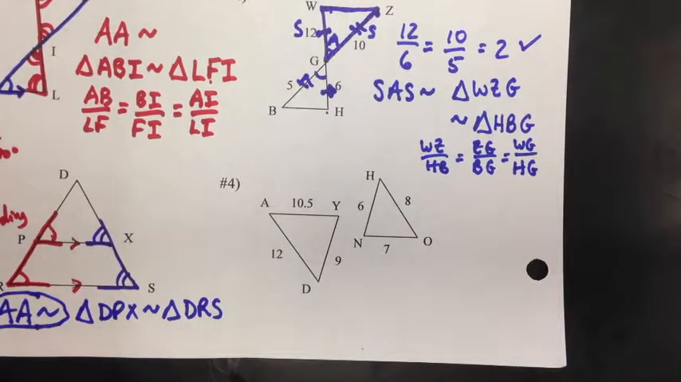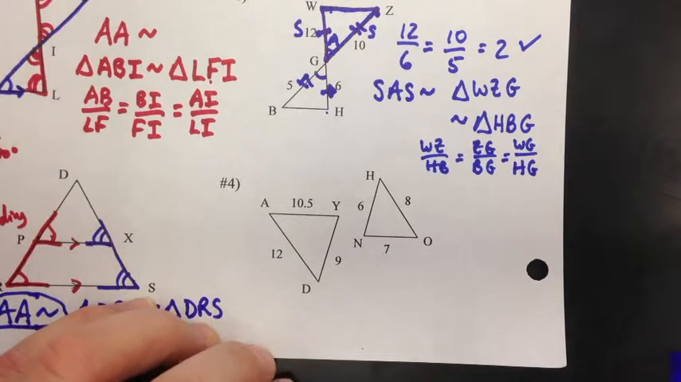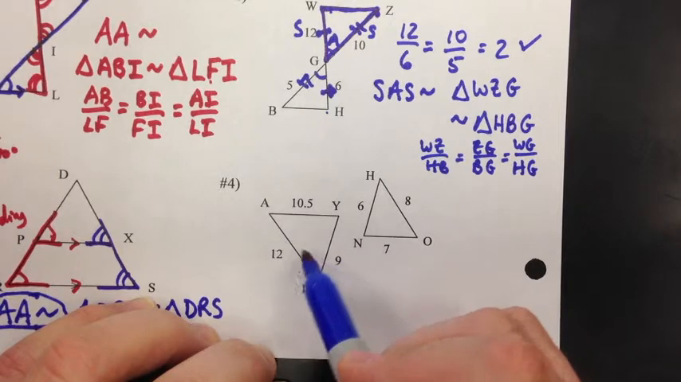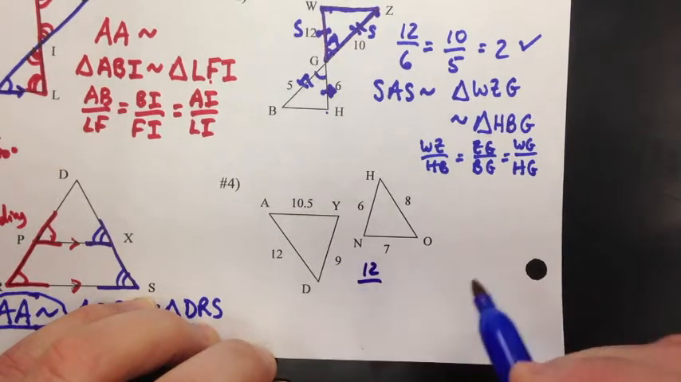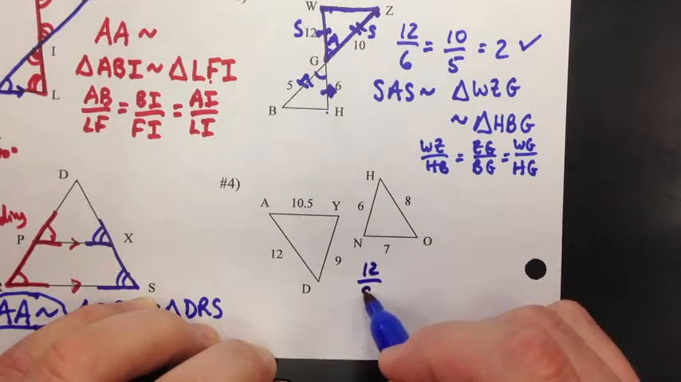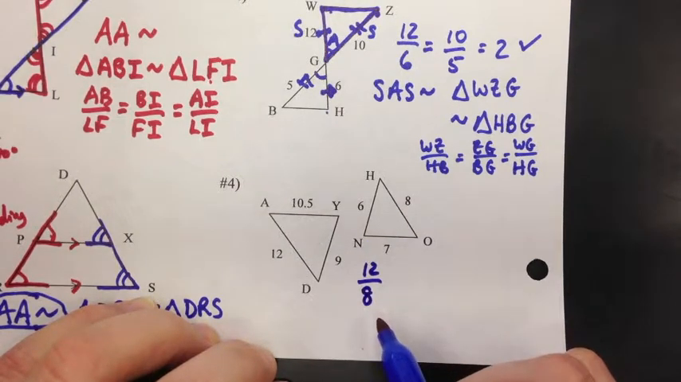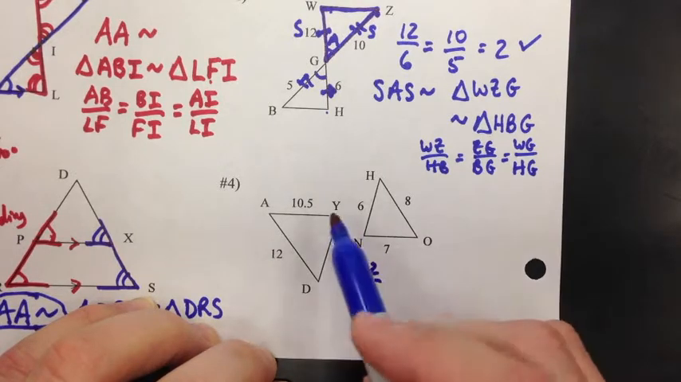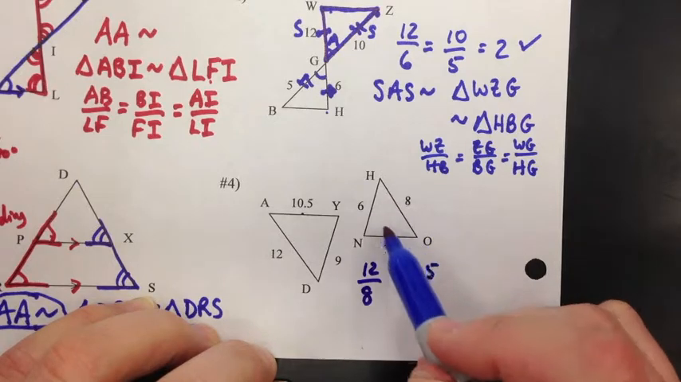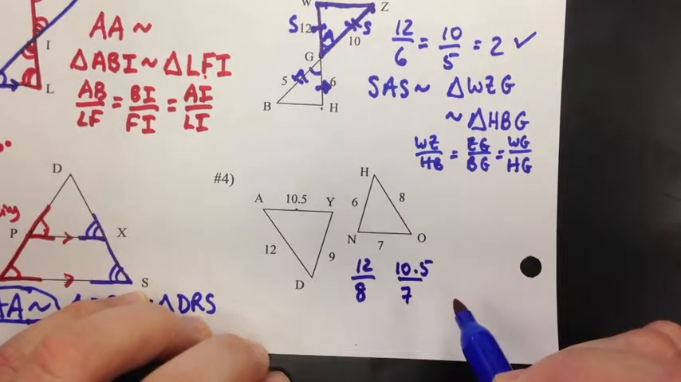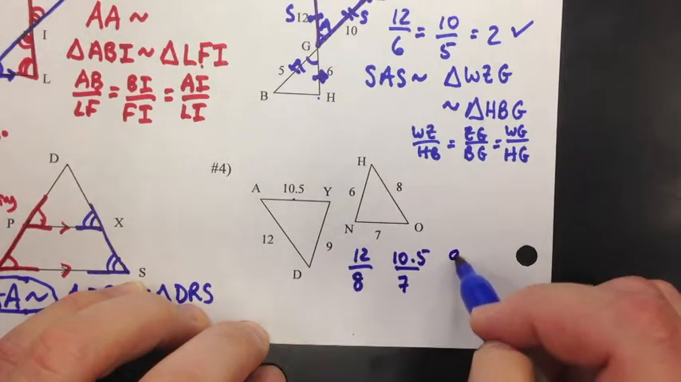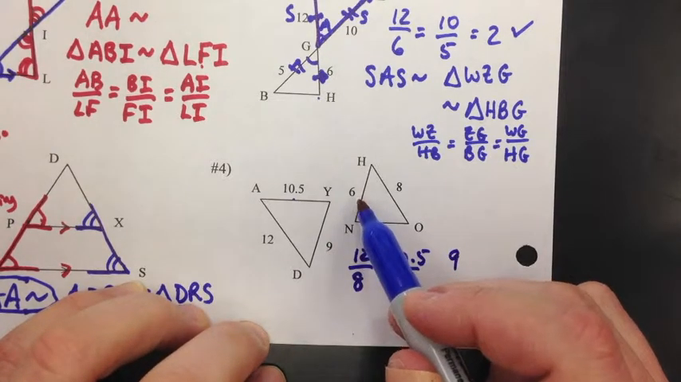So what we'll try to do here is match this up. The 12 is the biggest side in triangle AYD. The biggest side in triangle HON is the 8. So those would have to correspond. Now the middle side over here is 10.5, and the middle side here is 7. And the smallest side here is 9, and the smallest side here is 6.